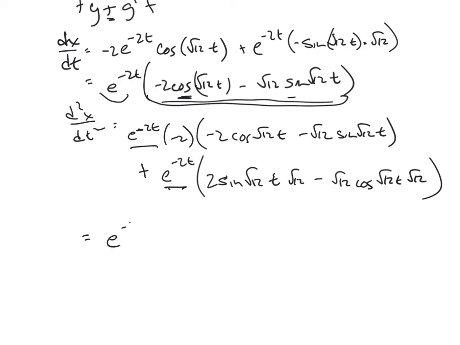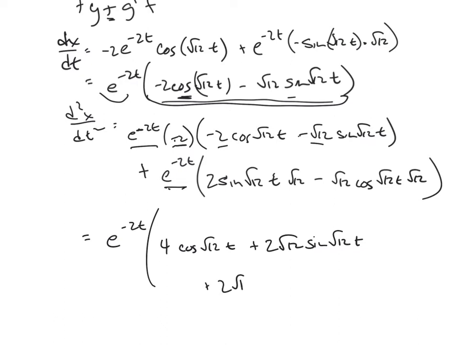Okay, and so if we start to tidy this up a little bit, I'm going to pull out the e to the minus 2t, and I get this minus 2 is multiplied by both of these, so that means it's going to be a 4 cosine root 12t. The minus and the minus makes a plus, so plus 2 root 12 sine root 12t. Here we're going to get plus 2 more root 12 sine root 12t, and those root 12s multiply to get a minus 12 cosine root 12t.